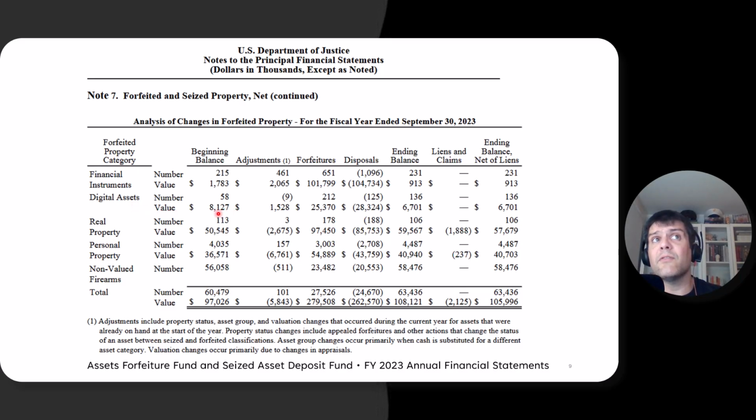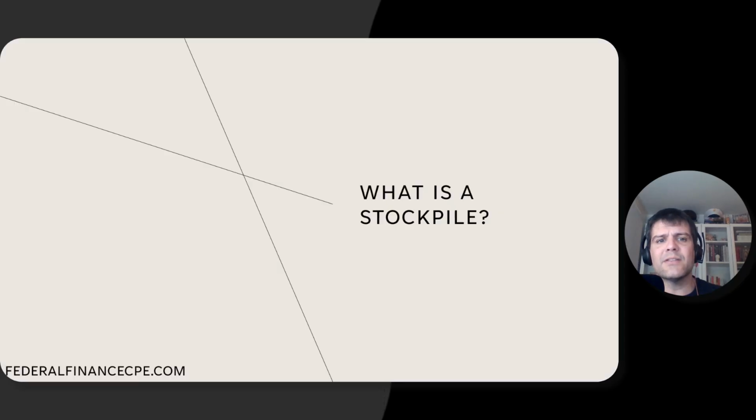So they started off with 58 for about 8.1 million. Ended the year with some more disposals, some more forfeitures, and they ended with about 100. Well, not about. They ended with 136 digital assets valued at $6.7 million at the time of forfeiture. So then the next question for this is, what is a stockpile?